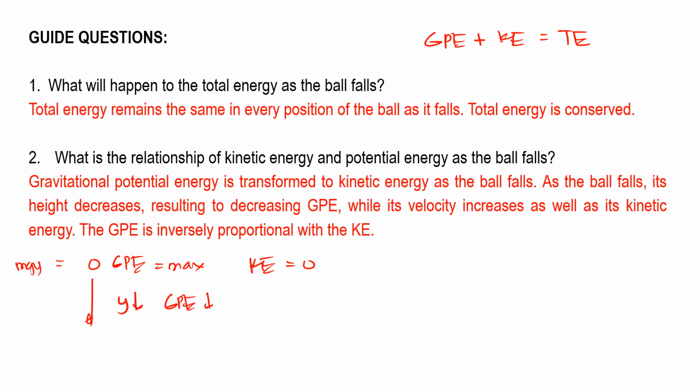And since the ball is going downward, we can say that the velocity is increasing. Increasing the velocity will also increase the value of the kinetic energy. So in every decrease in the gravitational potential energy, there will be an increase in the kinetic energy. So gravitational potential energy is transformed to kinetic energy as the ball falls. As the ball falls, its height decreases, resulting in decreasing GPE, while its velocity increases as well as its kinetic energy. So the GPE is inversely proportional to the kinetic energy.